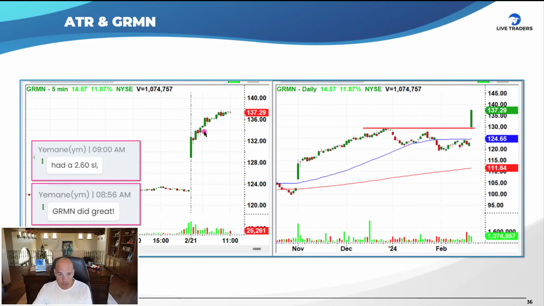Literally, take a look at it, guys. Really, take a look at it. You're looking at about a 134-ish entry right here. Okay, right there. And about a 131 stop, a $3 stop loss. The first bar of the day happens to be 129 to 134, $5.